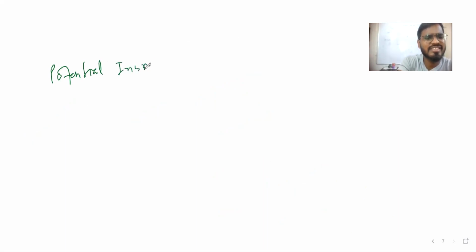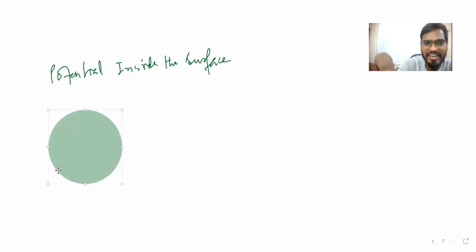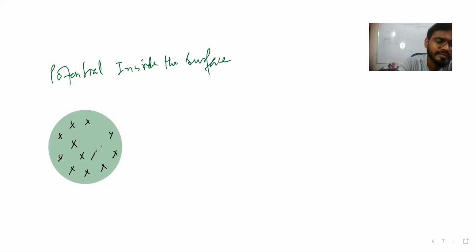Now the potential inside the surface. This is a little tough, but fine, let's see. Inside the surface, the same thing will happen as before. Positive charges, right? Somewhere here we are calculating the potential at point P, where this is small r and this is capital R.